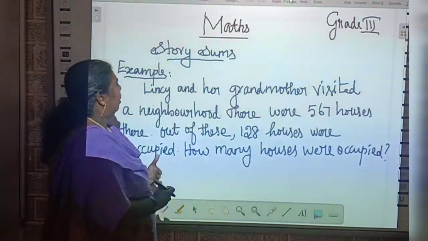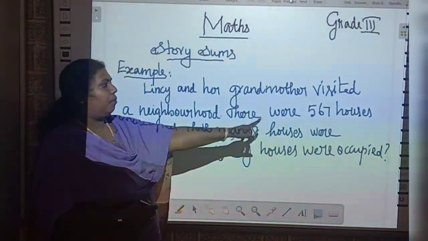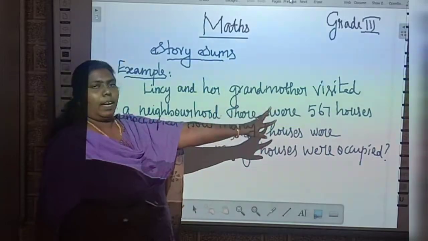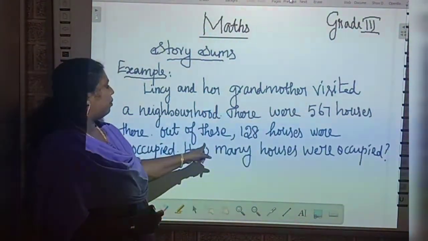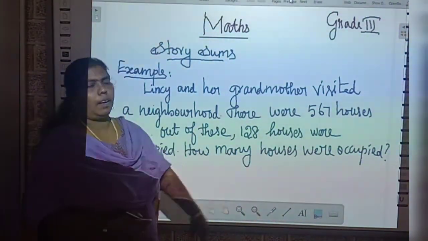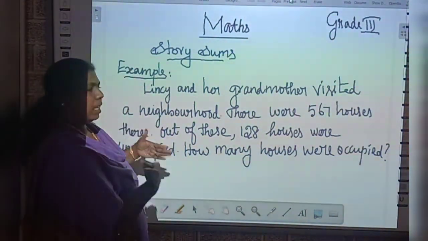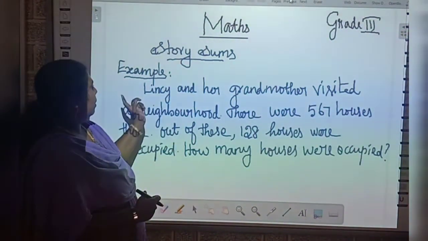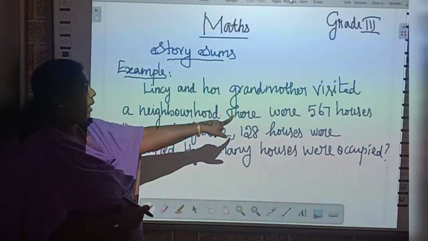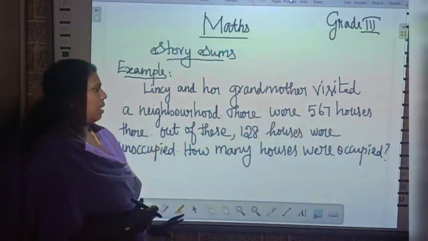I'll read once again. Lindsay and her grandmother visited a neighborhood. There were 567 houses there. Out of these, 128 houses were unoccupied. How many houses were occupied? First you should know what is given. Lindsay and her grandmother visited the neighborhood. How many houses are there totally? Totally, 567 houses.